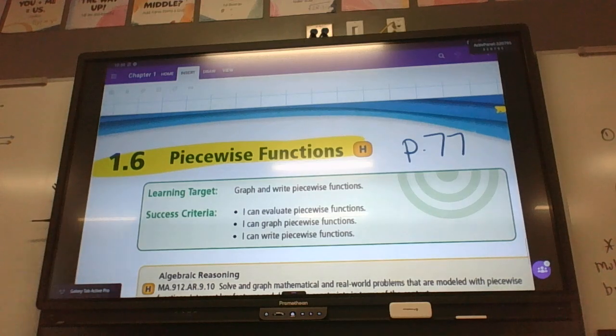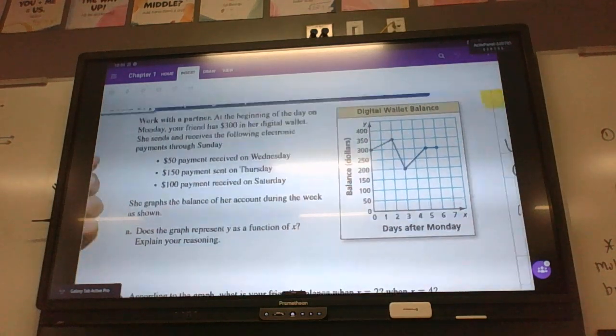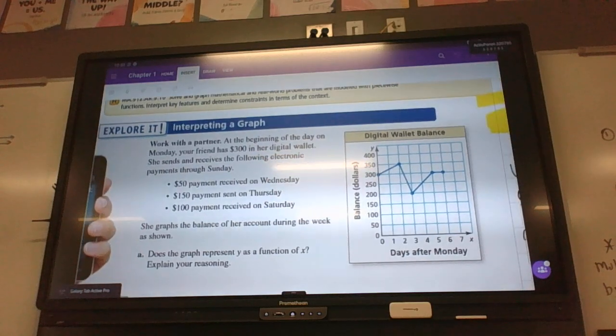Piecewise functions. This is a graph that's broken into pieces. And actually, I love these because most real life things don't stay consistent forever. They change and they shift, and there's movement in them. So we're gonna look at this, but we're gonna do it kind of quick. I'm not gonna have you talk to a partner.